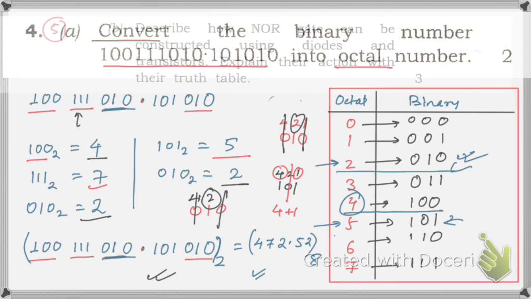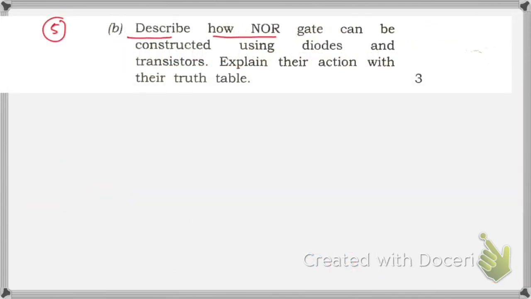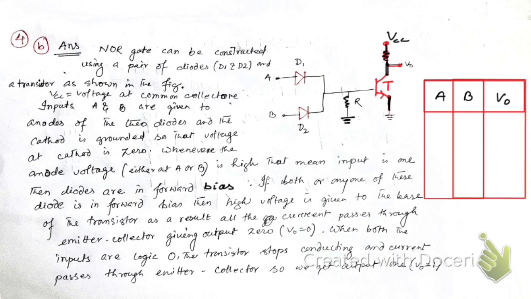Now let's move on to the next question. Describe how a NOR gate can be constructed using diodes and a transistor. Explain their action with a truth table. So here you see, this is the answer. I have explained everything here. Now let me explain with the help of the diagram and the truth table.